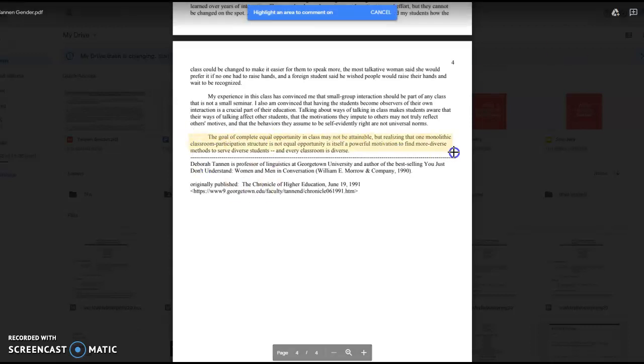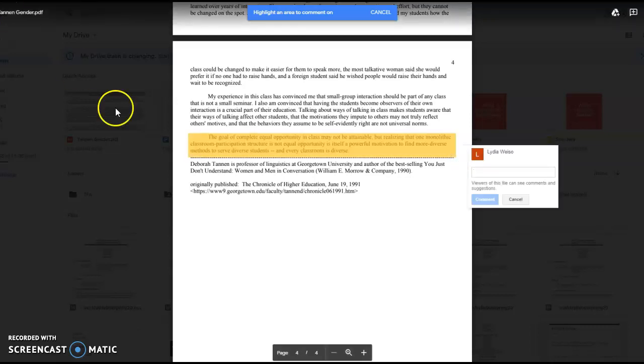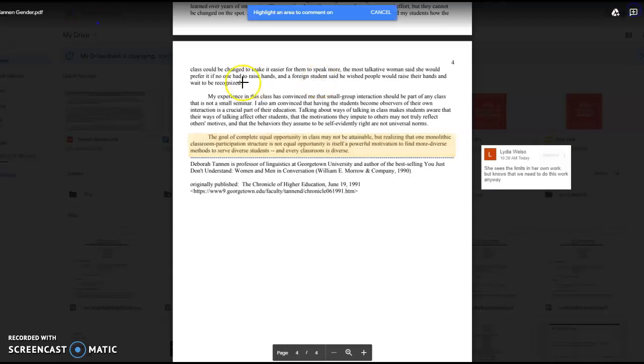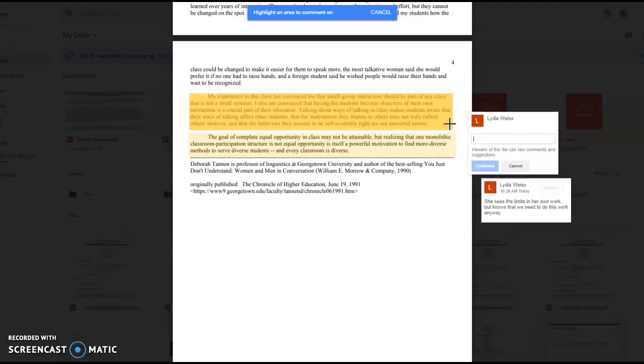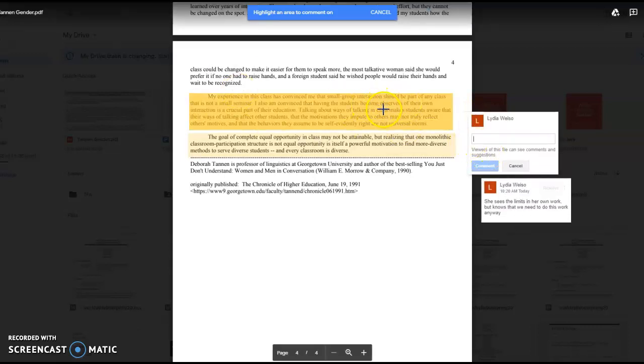Finally, two things I find effective here. One, she says the goal of complete equal opportunity in class may not be attainable, and that tells me that she sees the limits in her own work. But she also knows that this is vital work to do anyway, so that a classroom can be as just as possible. Finally, the two things that she does recommend after this experiment are using small groups and also using that very metacognitive observers of their own interaction.